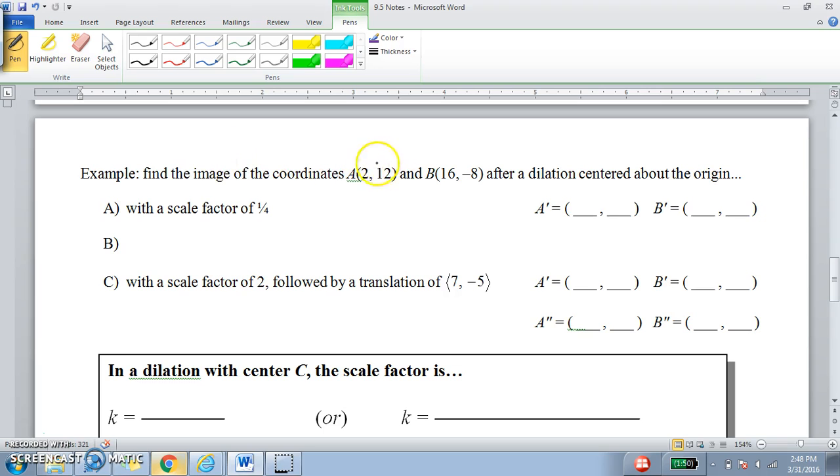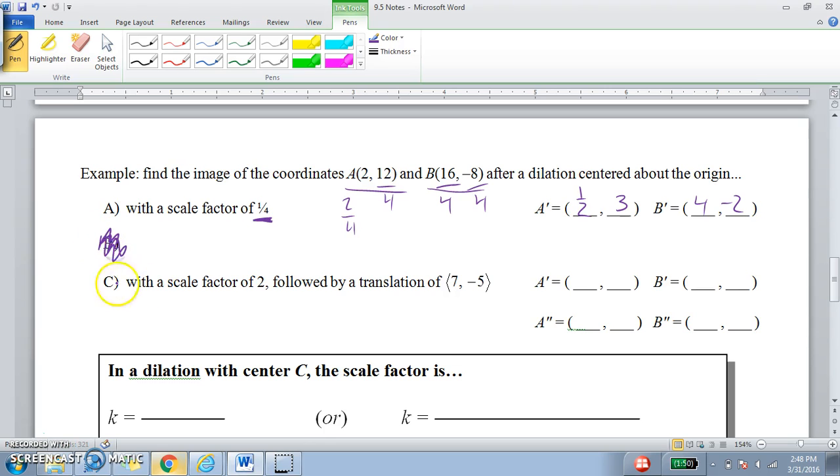All right, find the image of the coordinates. A is 2, 12 and B is 16, -8 after a dilation centered around the origin. So it gives us a scale factor of 1/4. So all I do is take all of those coordinates and multiply them by 1/4. Multiplying by 1/4 is the same thing as dividing by 4. So 2 divided by 4 can just simplify to 1/2. So A prime would turn into 1/2, and 12 divided by 4 is 3. 16 divided by 4 is 4. -8 divided by 4 is -2.